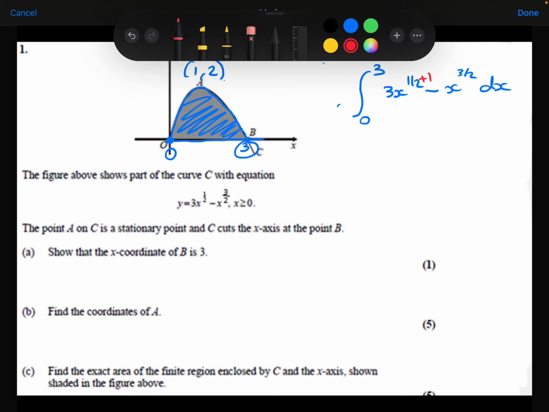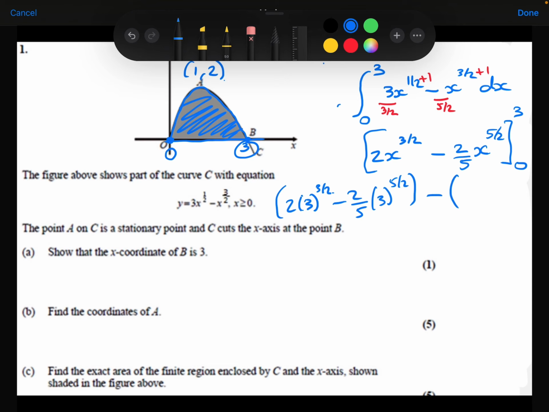We're now going to substitute the upper limit of 3 into this. Then we're going to substitute our lower limit of 0 into this. And we're going to take them away. When we do that, we find that the exact area is 12 over 5 root 3.